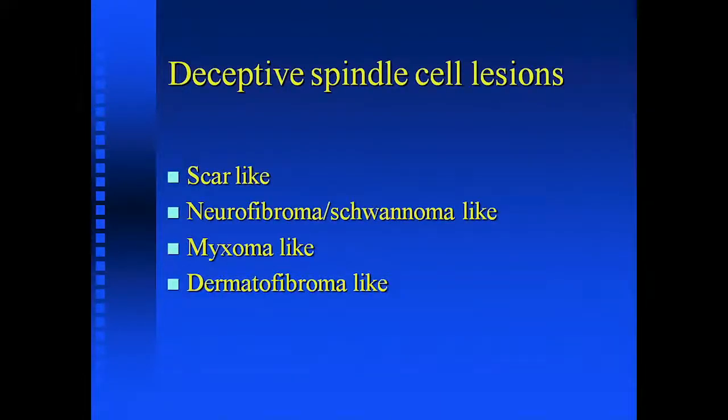So here's group 1. This is what I call the deceptive spindle cell lesion group. These lesions can look like a scar, a schwannoma or neurofibroma, a myxoma, even a dermatofibroma. This is what it looks like clinically. This is just a standard example, but it can actually be much more deceptive than this.